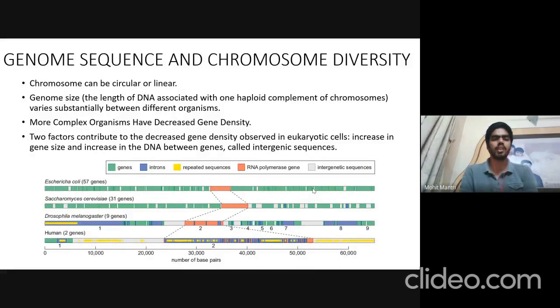Now this chromosome can be either circular or linear. Usually in prokaryotic cell the chromosome is circular and single in number, and in eukaryotic cell it is linear and more than one in number. And both the types of chromosome have some kind of challenges.